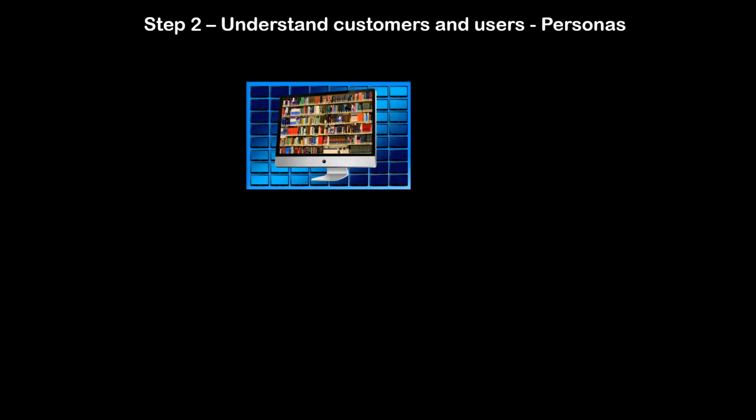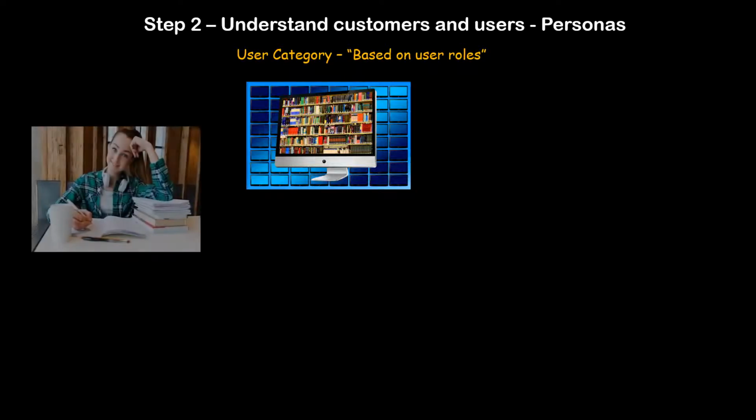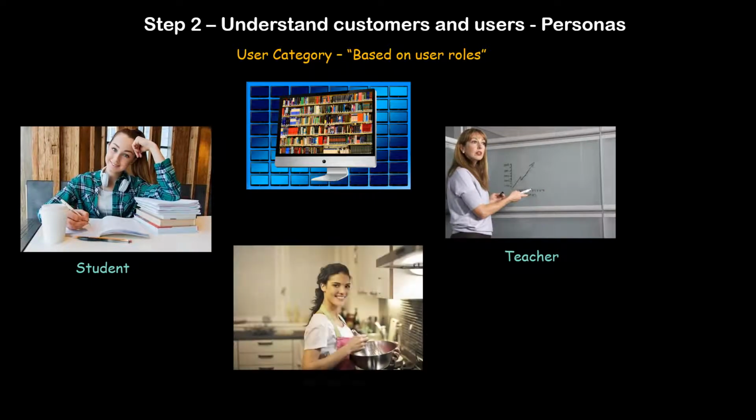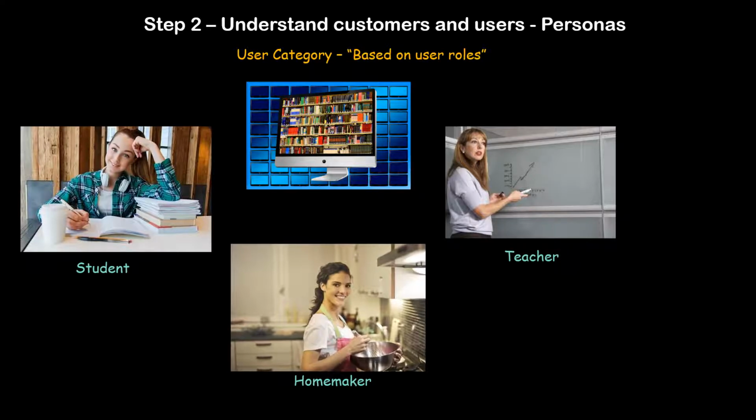Now let us consider a little better situation. Let's say instead of a very general form of users, the team came up with a list of user roles for the website. These are students, teachers, and homemakers who are going to use the website. The situation here is slightly better because they now can focus on a specific category of users. Let's say they decide to focus on homemakers in the first release.